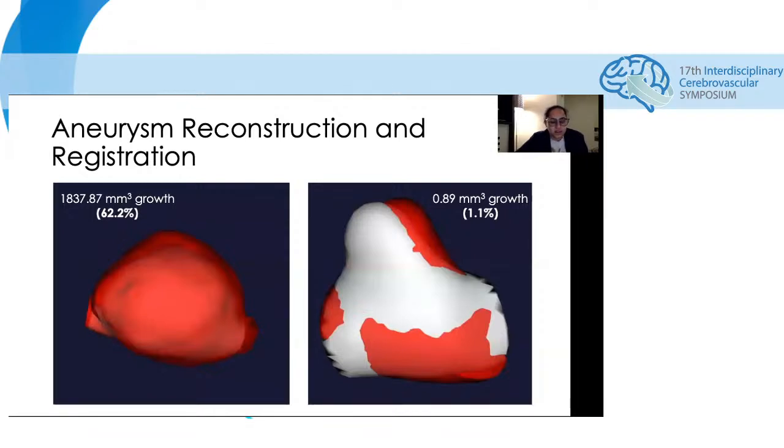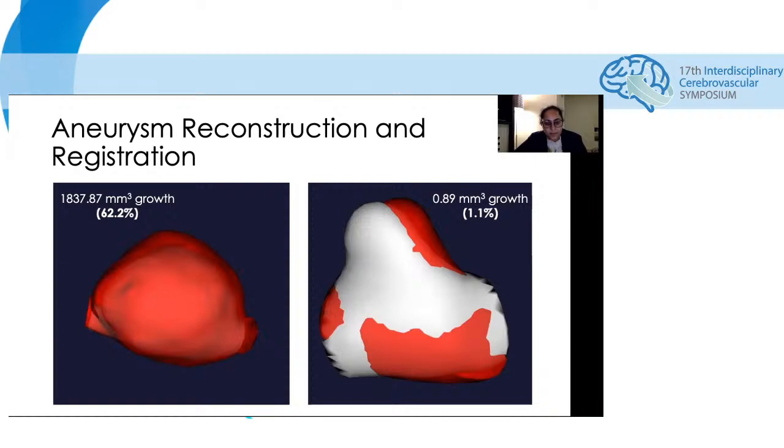So you can see here on the left-hand side, we have a left ICA supraclinoid aneurysm, and on the right-hand side, we have a right ICA paraclinoid aneurysm. On the left, you can see that this aneurysm has grown significantly, about 62% change in volume. Again, this is a very thrombosed aneurysm, so the MRA is not able to pick up a lot of that thrombosis. So a lot of this reconstruction is based on only the patent lumen, but you can still see a large amount of growth.